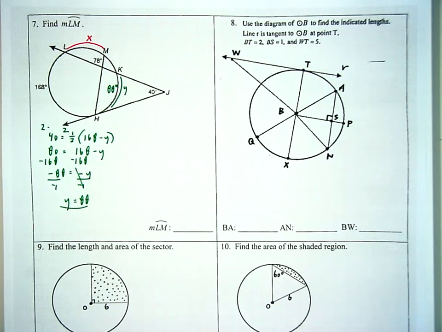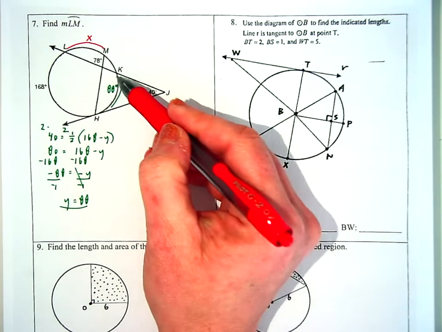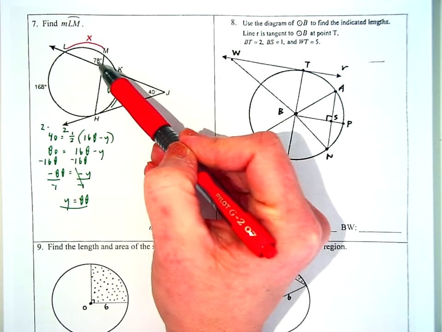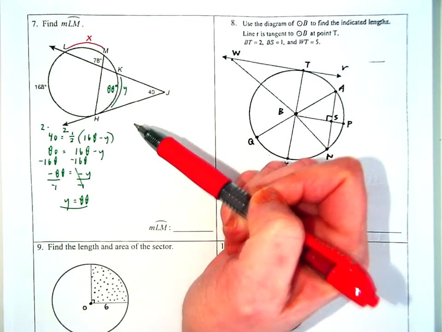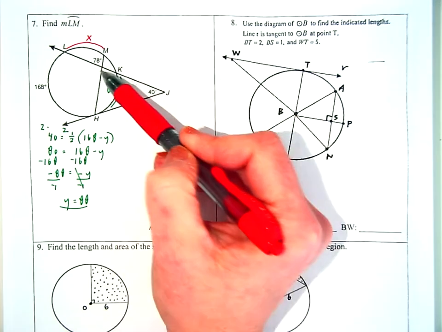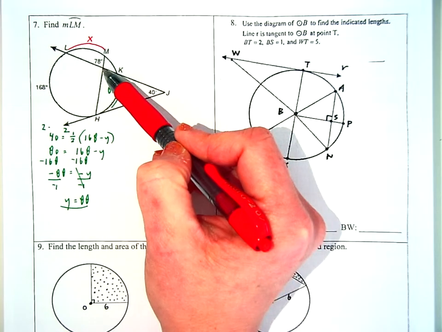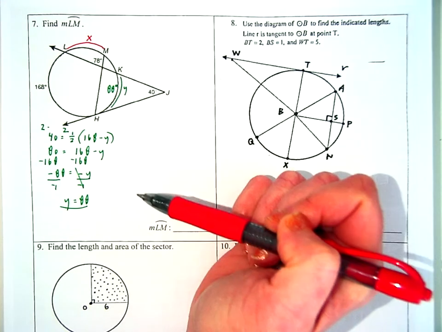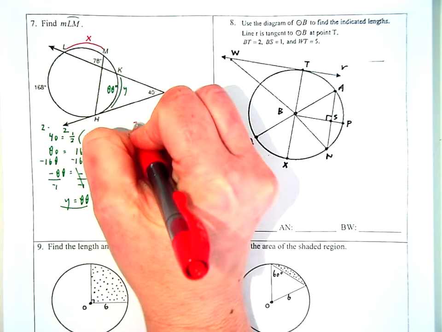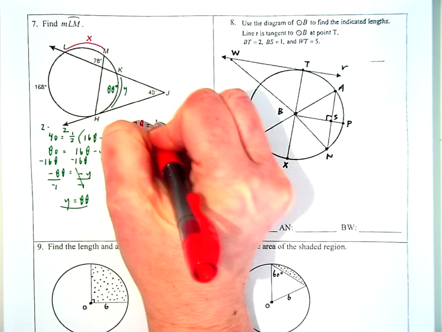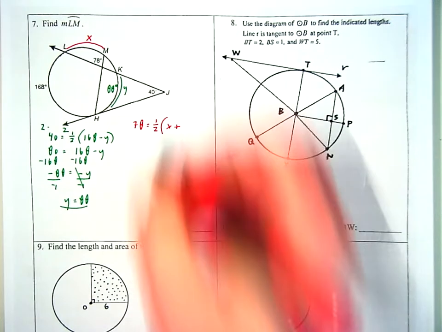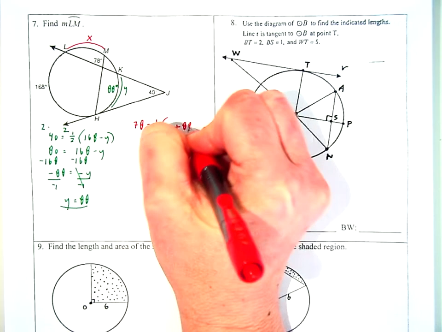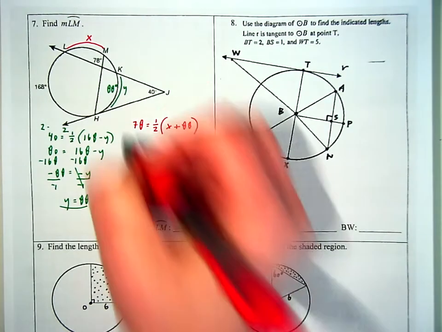So I'm still one more step away from getting to my unknown X, the measure of arc LM. Now that I know that this arc is 88, I know that this angle right here is 78. I want this other arc. And I know that when my vertex is inside of the circle, the angle is the average of the two arcs. So I can build an equation where 78 is equal to 1/2 of X plus 88.